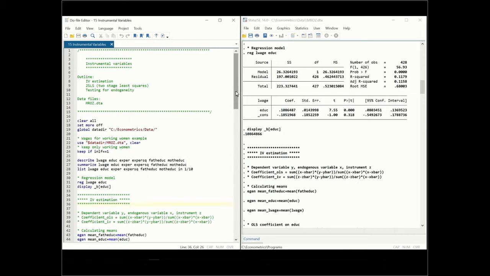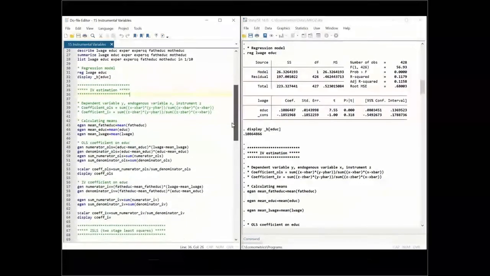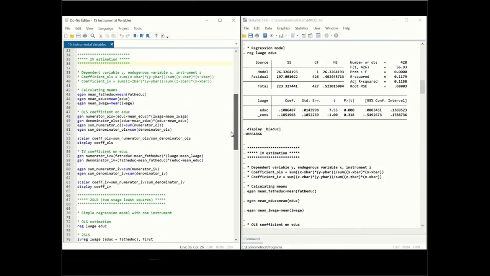Now, how we're going to do an IV estimation in the case where we have one endogenous variable and one instrument. So here the dependent variable would be y, the endogenous variable would be x, and the instrument would be z.